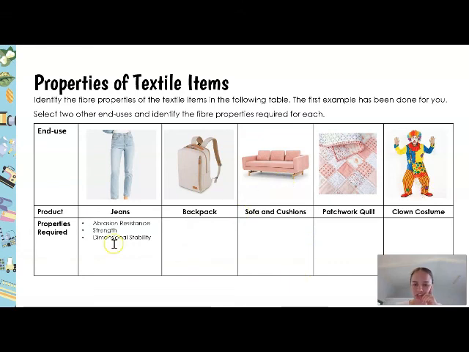So the first one is jeans. And I've written in abrasion resistance, strength, and dimensional stability. You could add in some other ones like color fastness as well. It's up to you. I just want you to identify a few for each one. If you can identify all the ones that apply to each one, that's great.